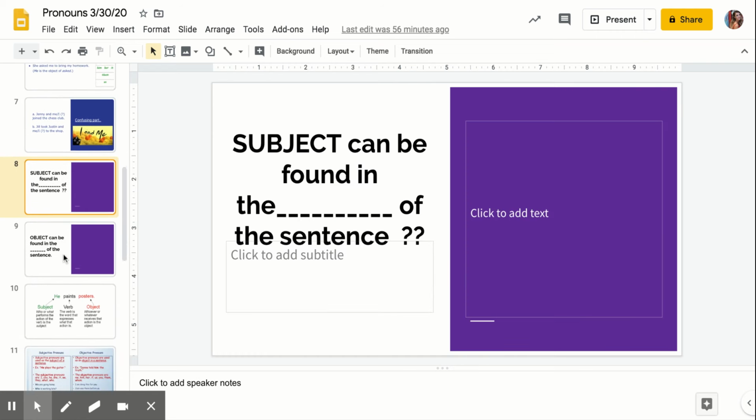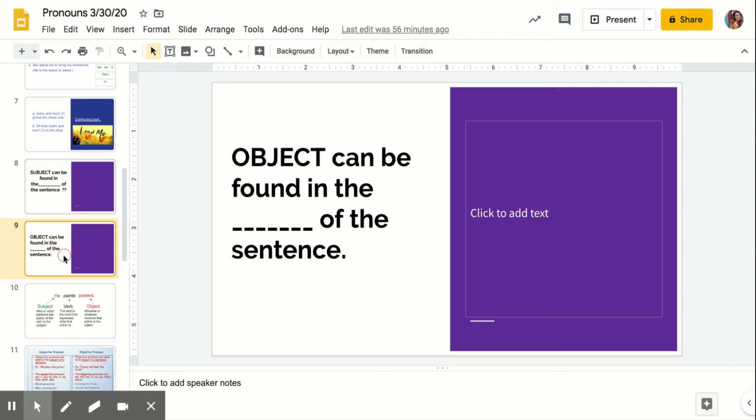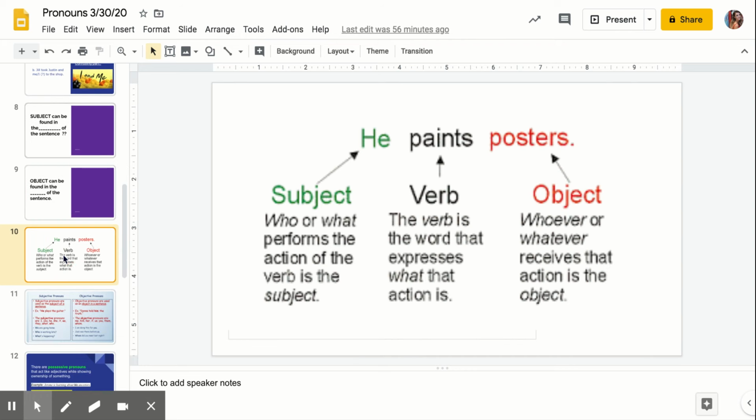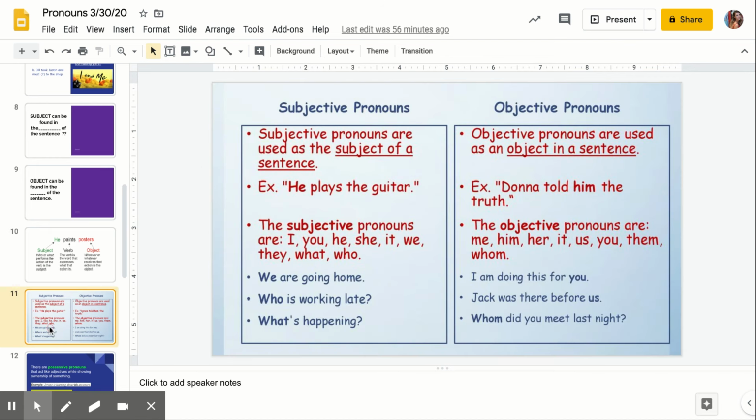Before I let you go, I'm going to give you one more reminder. Subject can be found in the beginning of the sentence, and object can be found in the end of the sentence. And here's a visual. "He paints posters," very simple sentence. He being your subject, that is who we're talking about. What is he doing? He's painting, which is our verb. And then lastly, our object is posters because it comes after the verb. And then I also have another example after that.